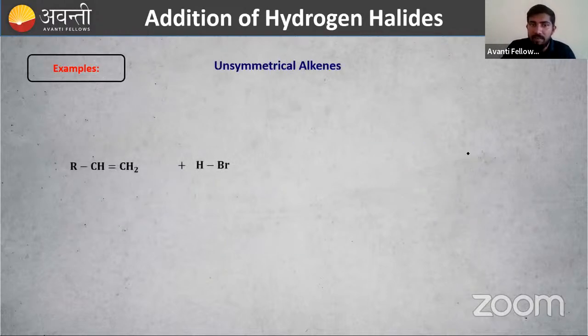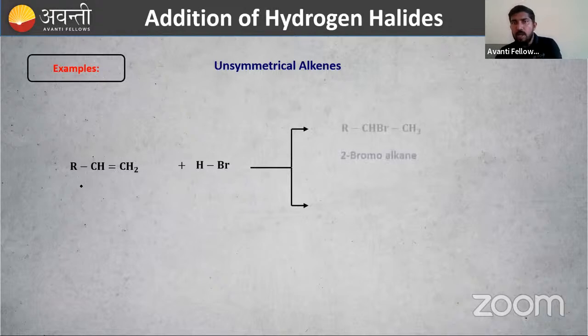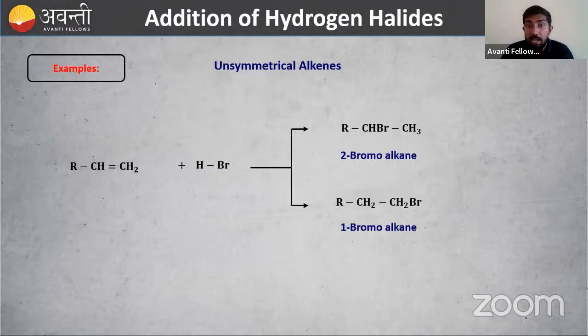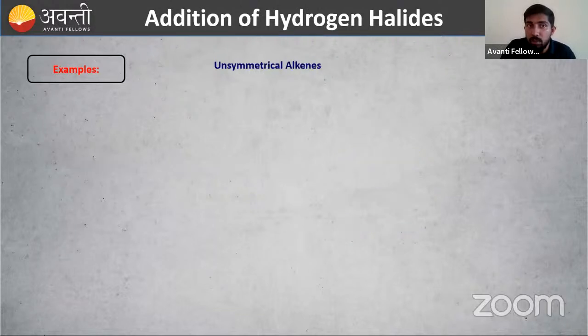I have an unsymmetrical alkene, right? So R, CH double bond CH2, HBr. Then what will happen here? There are possibilities of 2 products. One is 2-bromoalkane. The other one is 1-bromoalkane. So which one will be more stable? Which one will be the major product? How can we decide? There is a rule for that. For unsymmetrical alkene, the major product is decided based on the Markovnikov rule. So what is the Markovnikov rule? We will study that.